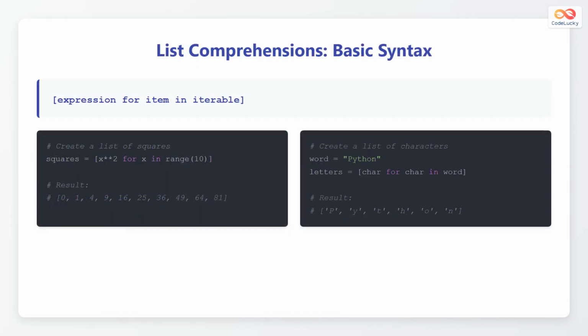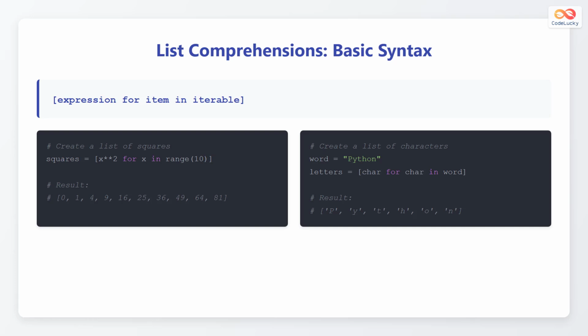Here's the basic syntax for list comprehensions. The syntax consists of an expression followed by a for loop that iterates over an iterable. The expression is evaluated for each item in the iterable, and the results are collected into a new list. Let's look at some examples.